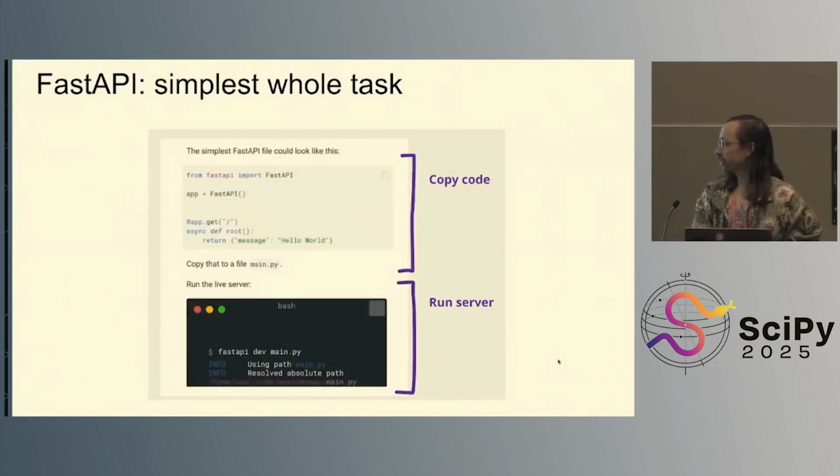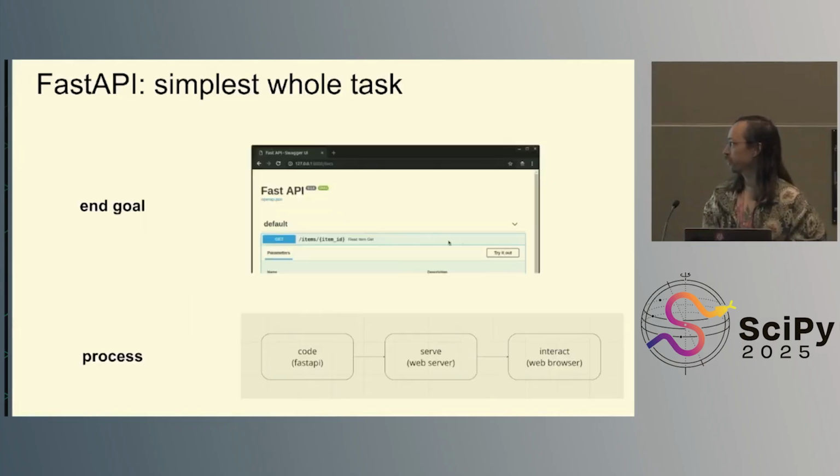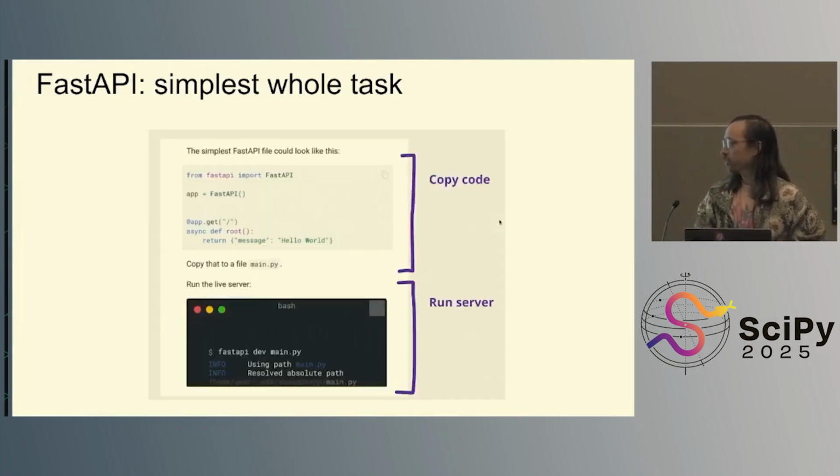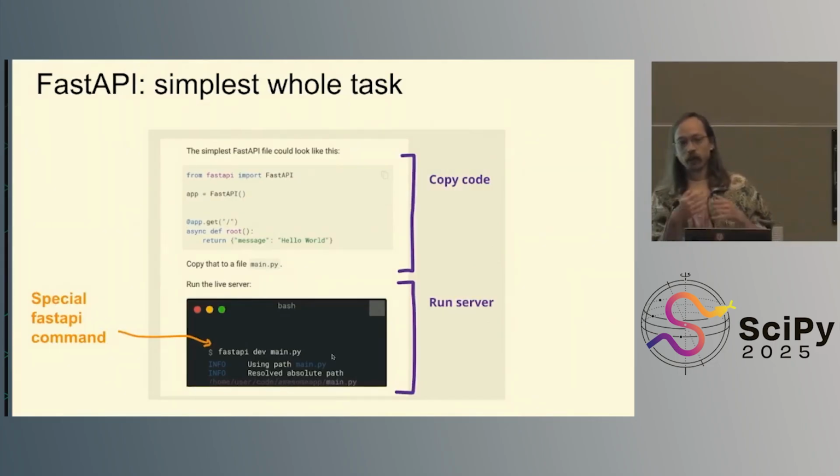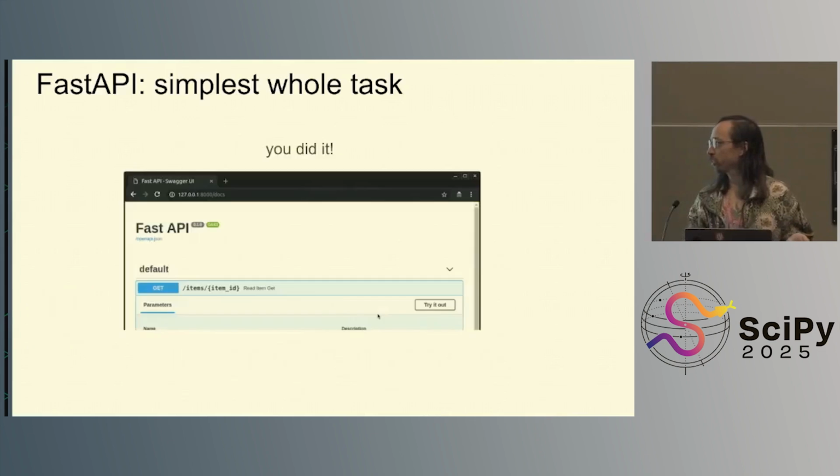The way they handle this is that they give you a simplest whole task, which is essentially like doing this as fast as possible. So they just hand you the code, and they say copy this into a file, and then they just give you this special command, FastAPI dev, which runs the web application. So essentially they try to lift you past these pieces so that you can get into the web browser as fast as possible.